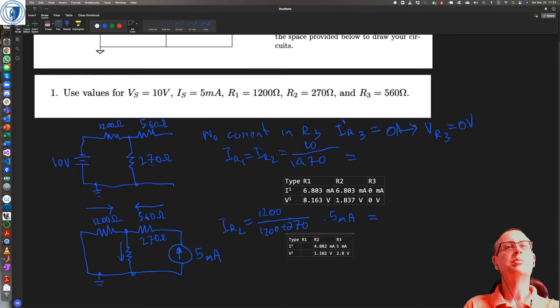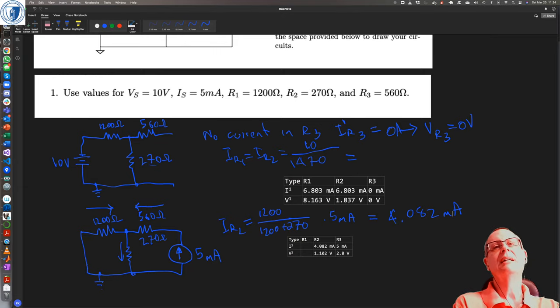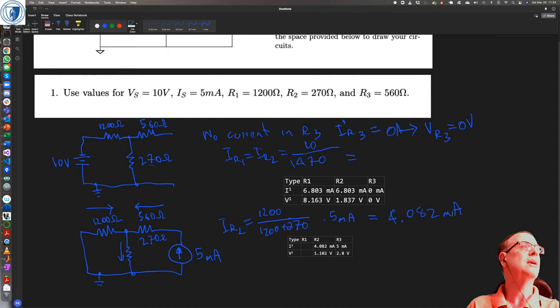Let me just write down what that was. So that there is 4.082 milliamps. And then we've just got to figure out what IR1 is. Now, because IR3 is flowing that way, and because IR1 is counterflowing, the sign of IR1 is going to be negative, right? And we know that 5 milliamps is flowing from this branch. We know that 4.08 milliamps is flowing out of here. So that means the current flowing this way, well, it's actually going the other way, is going to be negative whatever the difference between 5 milliamps and 4.08 is.